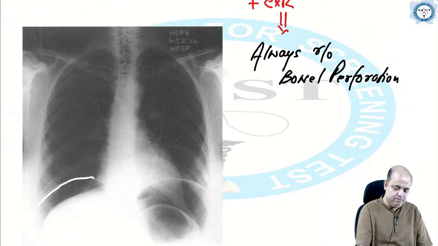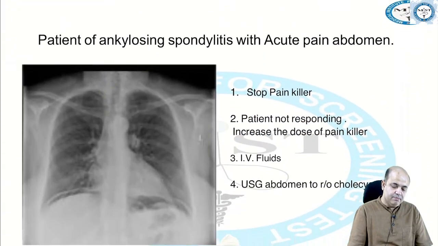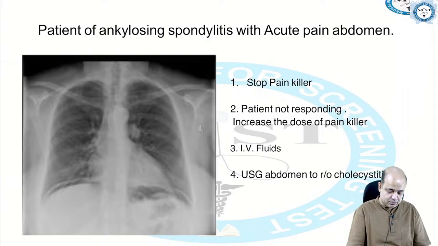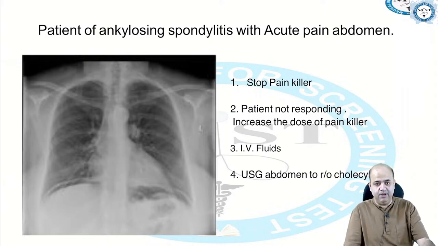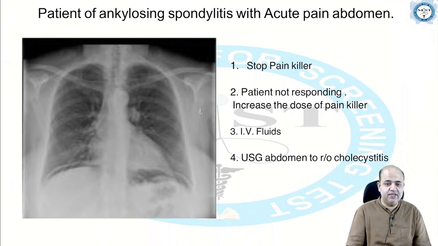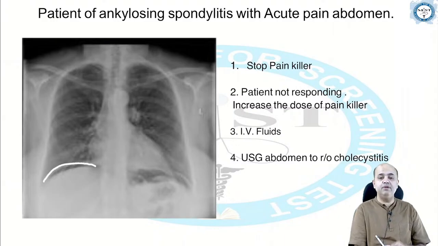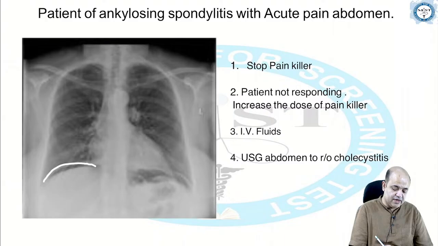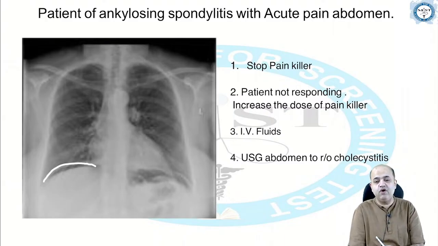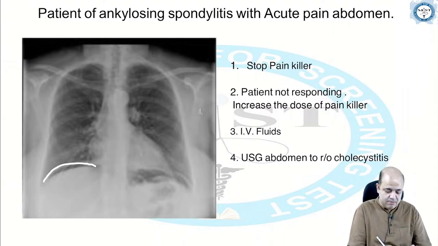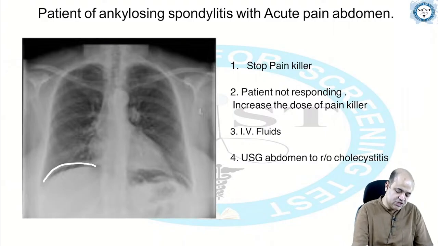Patient of ankylosing spondylitis with acute onset pain abdomen. And this is the chest X-ray that has been done. What are we going to do? Are we going to stop the painkillers? What is the diagnosis? There is air under the right dome of diaphragm. Because of the chronic intake of analgesics, there is a bowel perforation, gastric perforation.